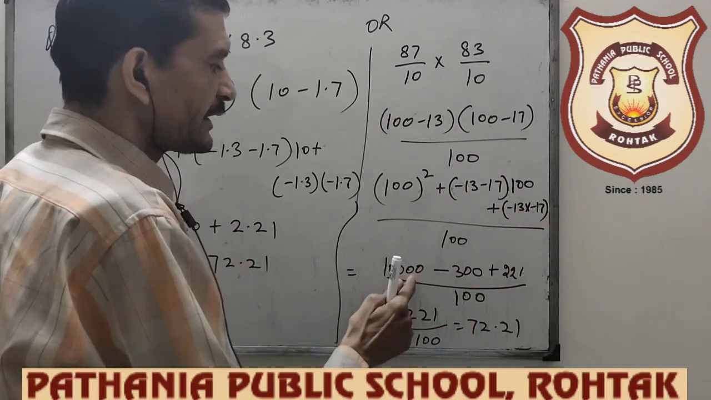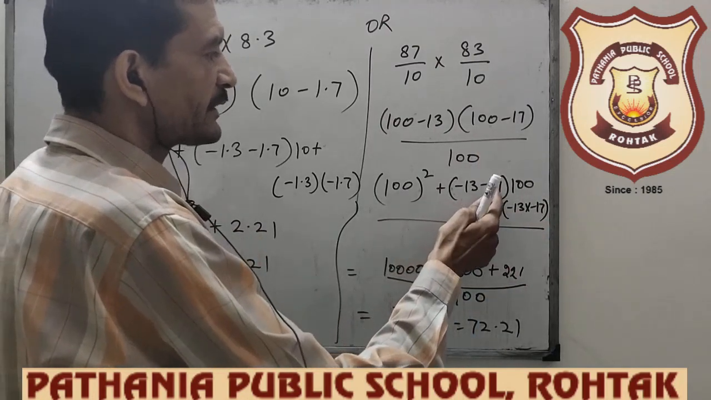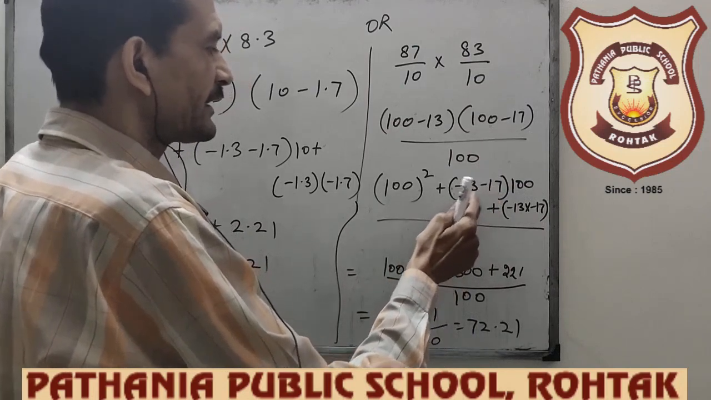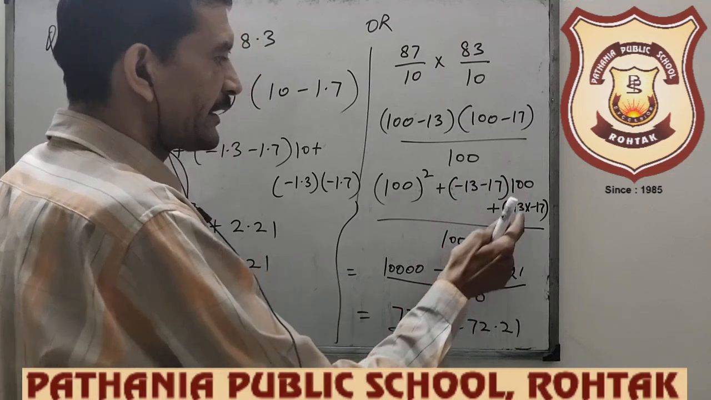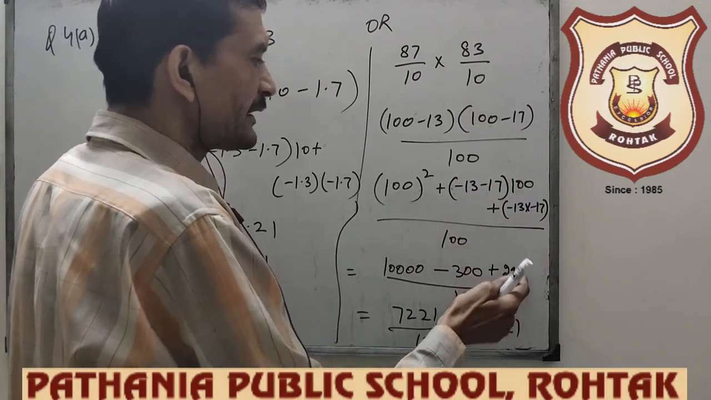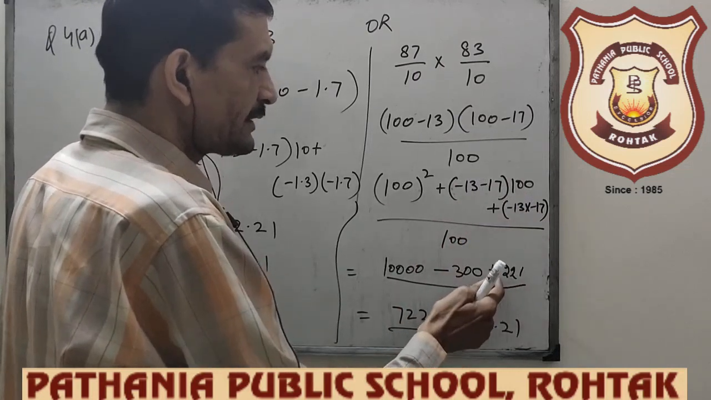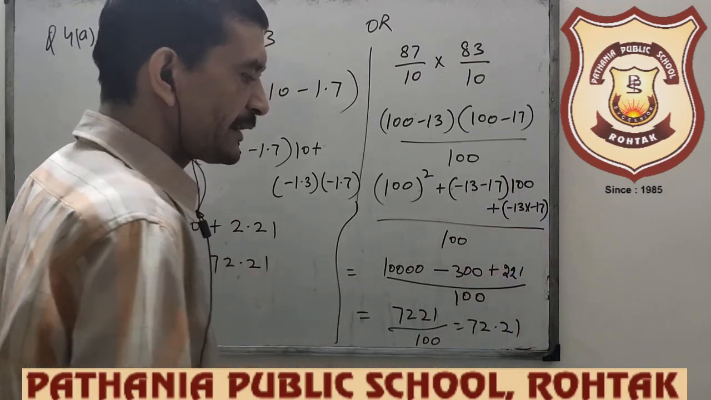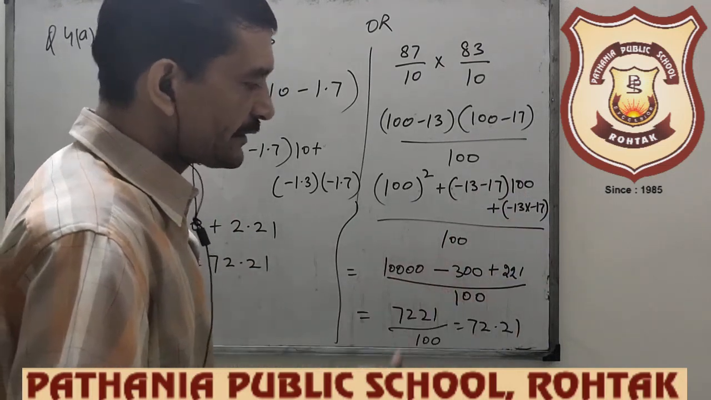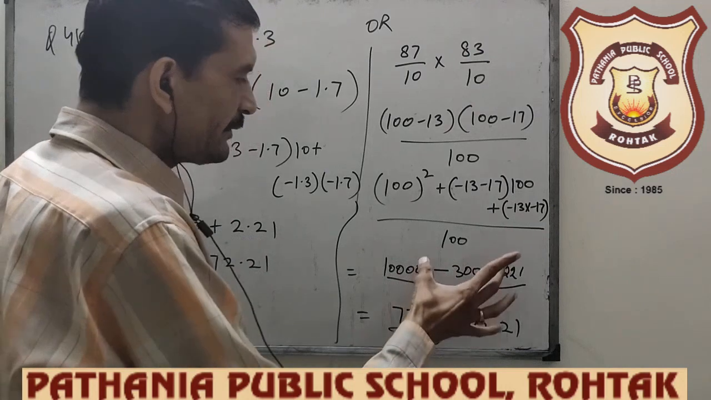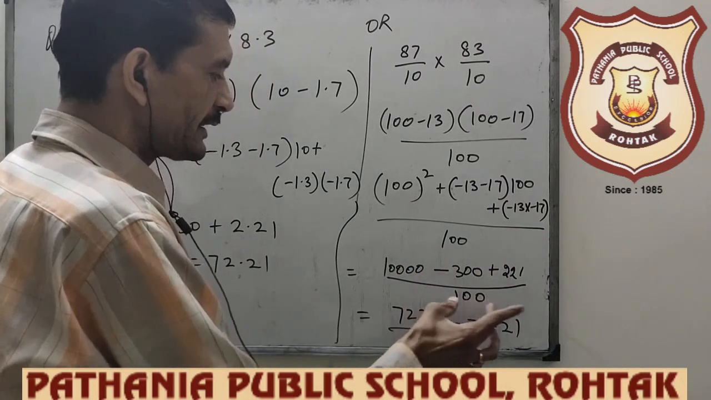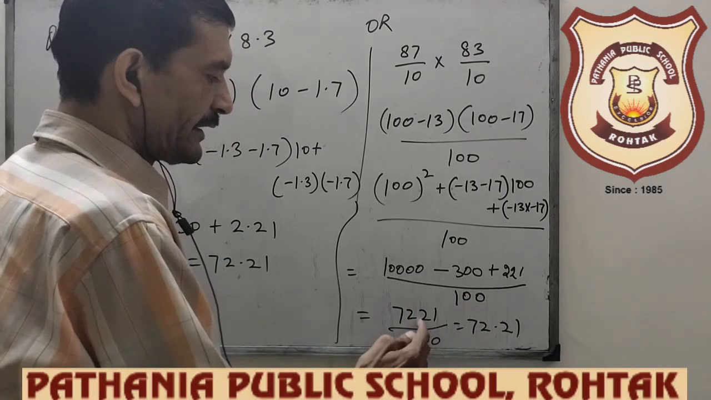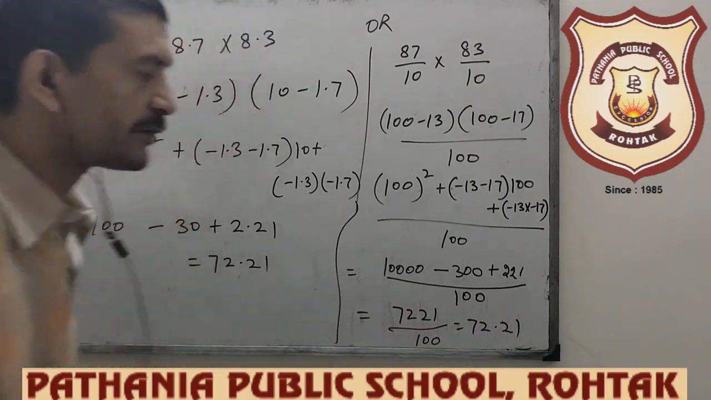तो 100 square is 10,000, 13 और 17 का सम क्या आता है, minus 30 into 100, minus 3,000, और 13 into 17 is minus into minus is plus, and it is 221 upon 100. If we simplify this term, then we will get 7,221 upon 100, and the answer is 72.21.